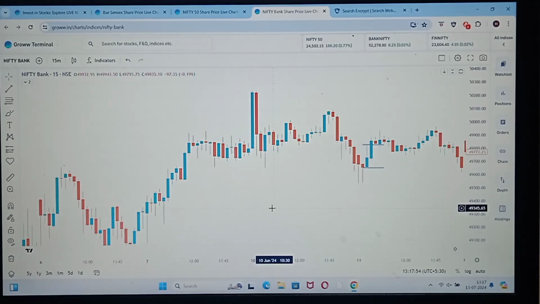on what scalping is. Then we'll see 10th of June. This 9:45 candle, we will mark the high and low.